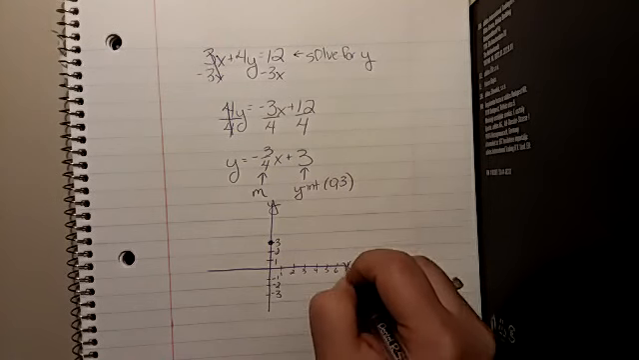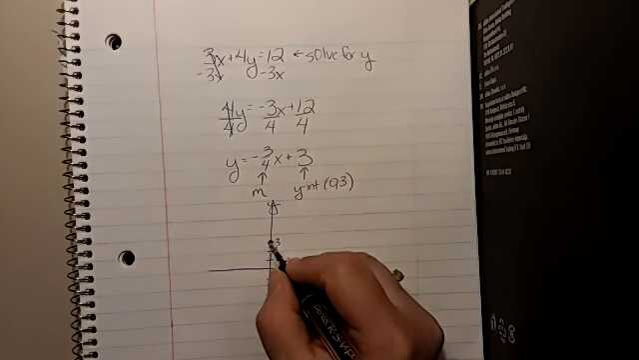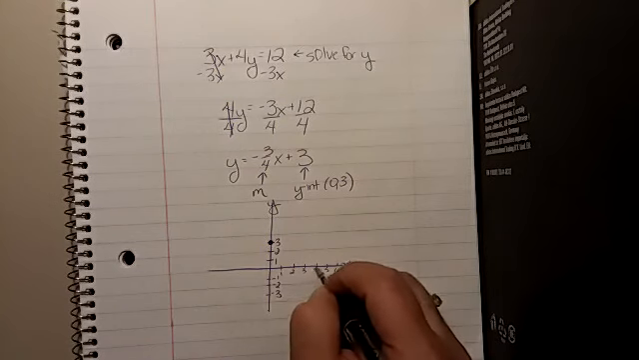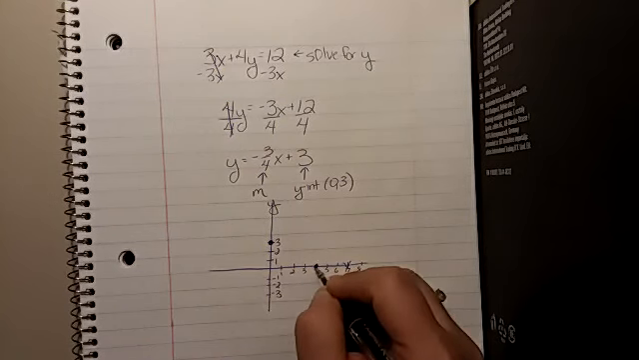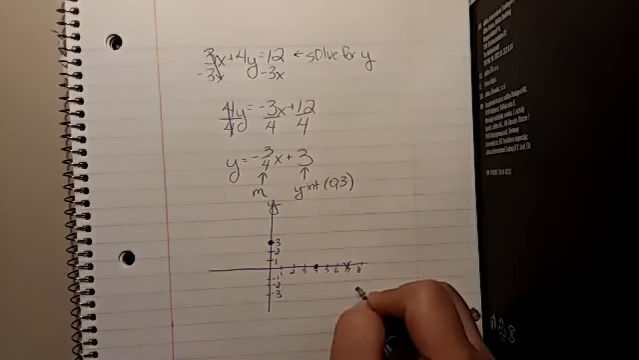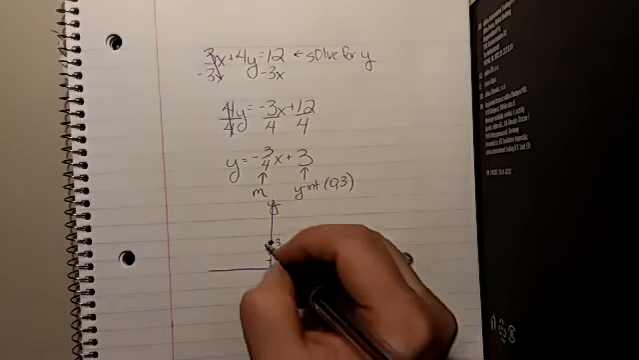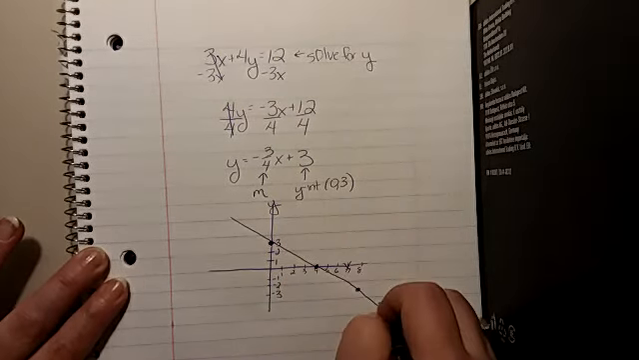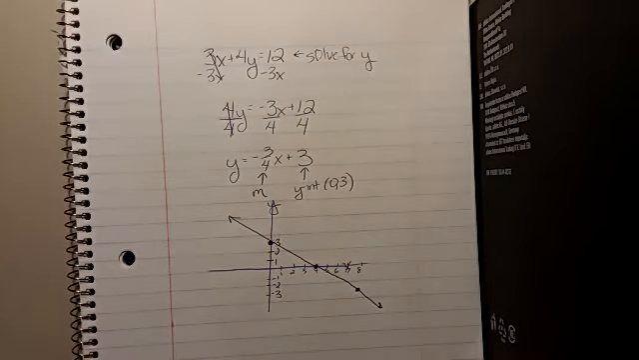So from here, I'm going to walk down 3 and to the right 4. And down 3 and to the right 4. And you don't have to go out more than once or twice, but you can if you want. And then using a straight edge, you would connect those dots. And now I know that that would be the line that goes with that equation.